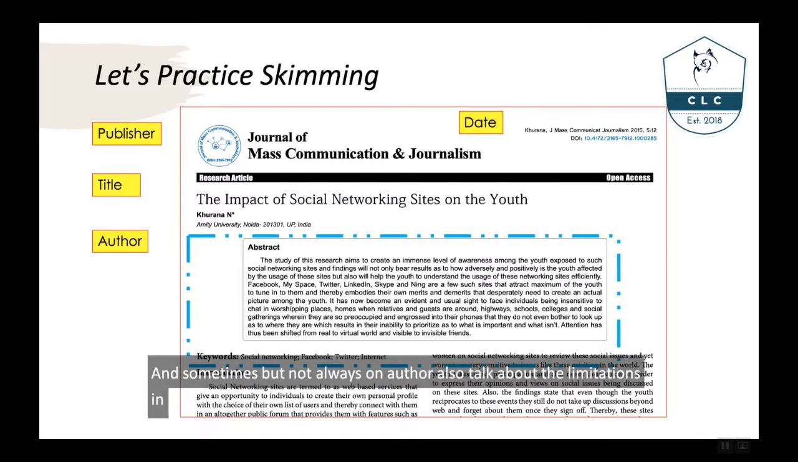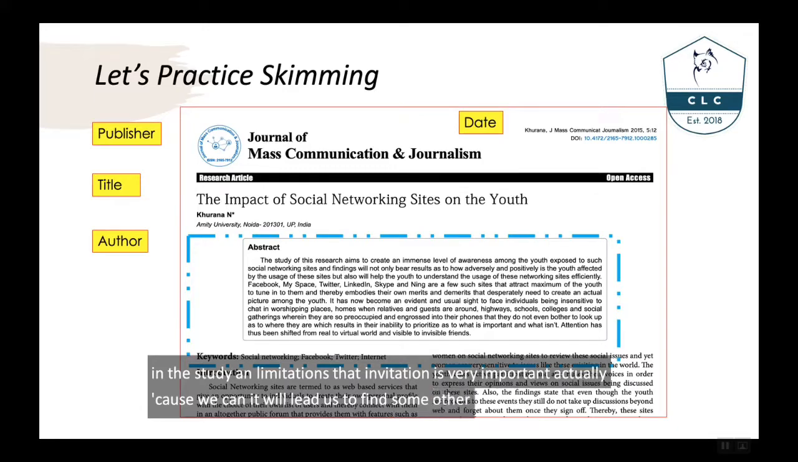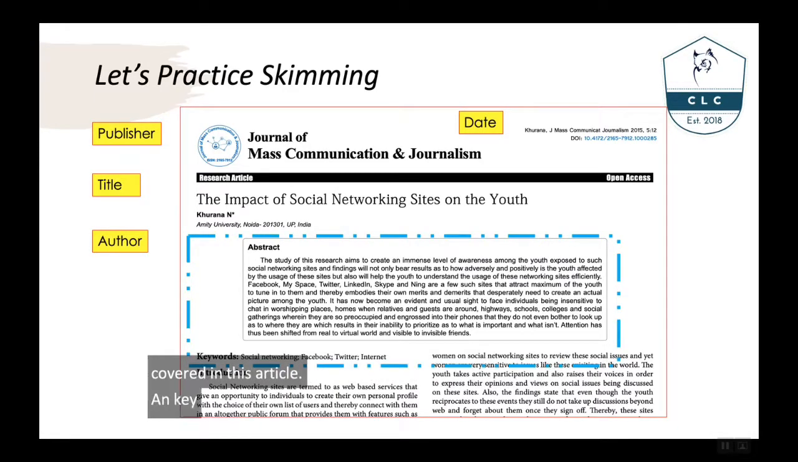And study limitation is actually very important, because it will lead us to find some other articles that are not covered in this article. And keywords are also very important because they will serve as a guidance for us to find some other related articles.